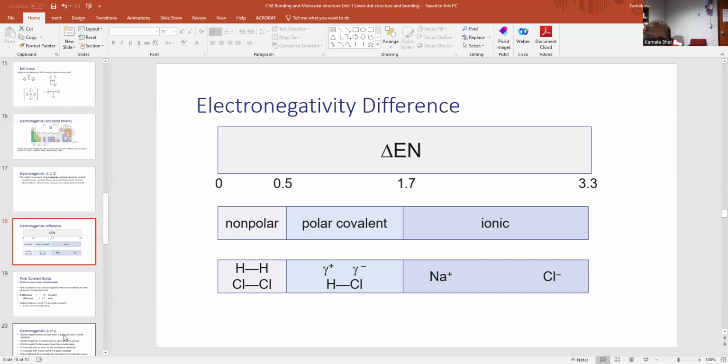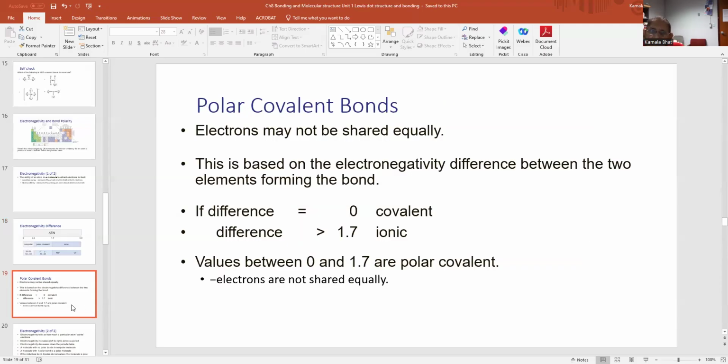So nonpolar bonds are generally formed between two identical atoms. They do not acquire a dipole moment or a positive and negative end. A polar molecule will acquire a positive and negative charge because the more electronegative atom has a greater attraction for the electron as compared to the other. Now, electrons may not be shared equally. This is based on the electronegativity difference between the two elements forming the bond.